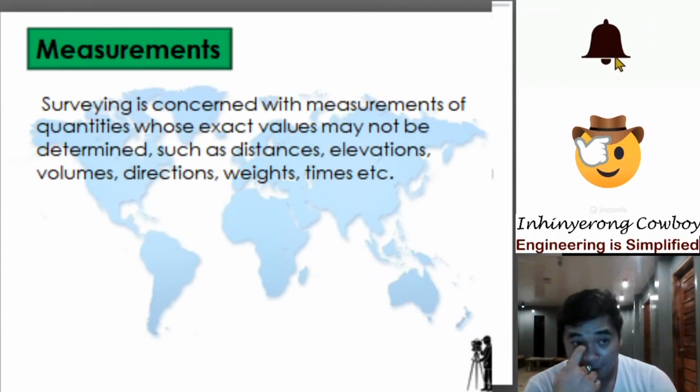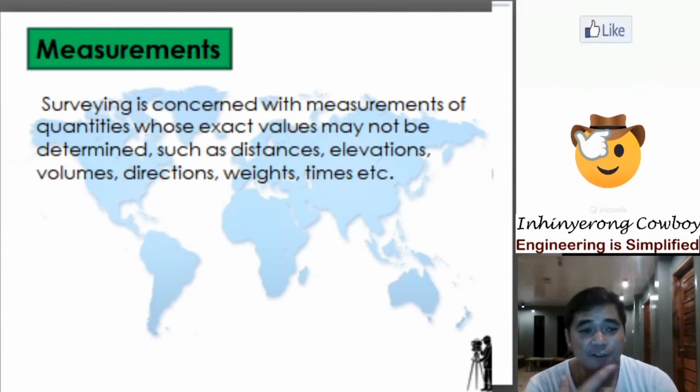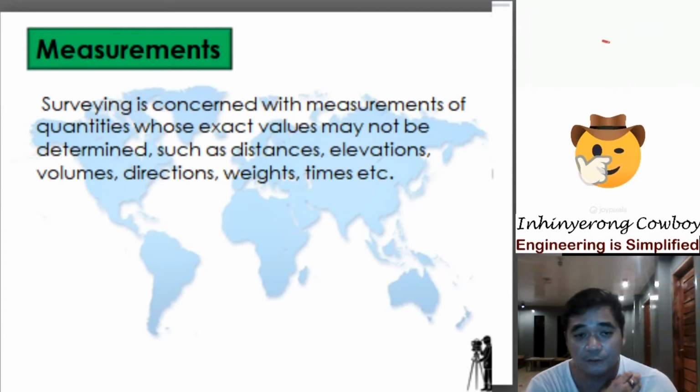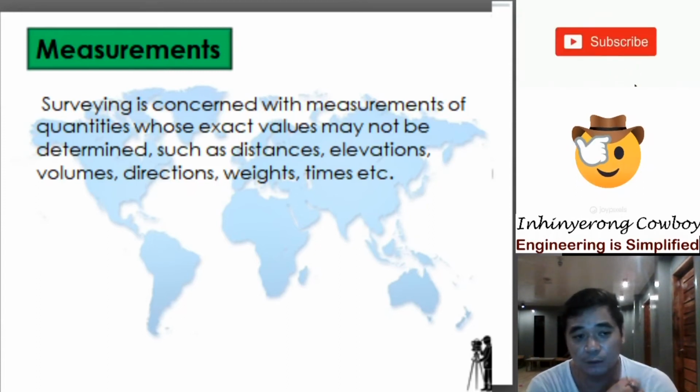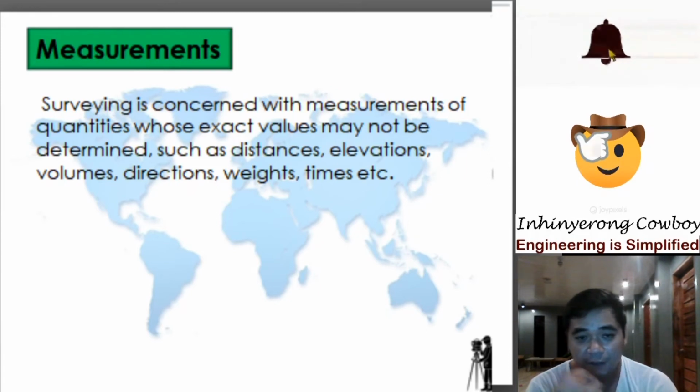Okay, so measurements. Measurement in surveying is concerned with the measurements of quantities whose exact values may not be determined, such as distances, elevations, volumes, directions, weights, and times.